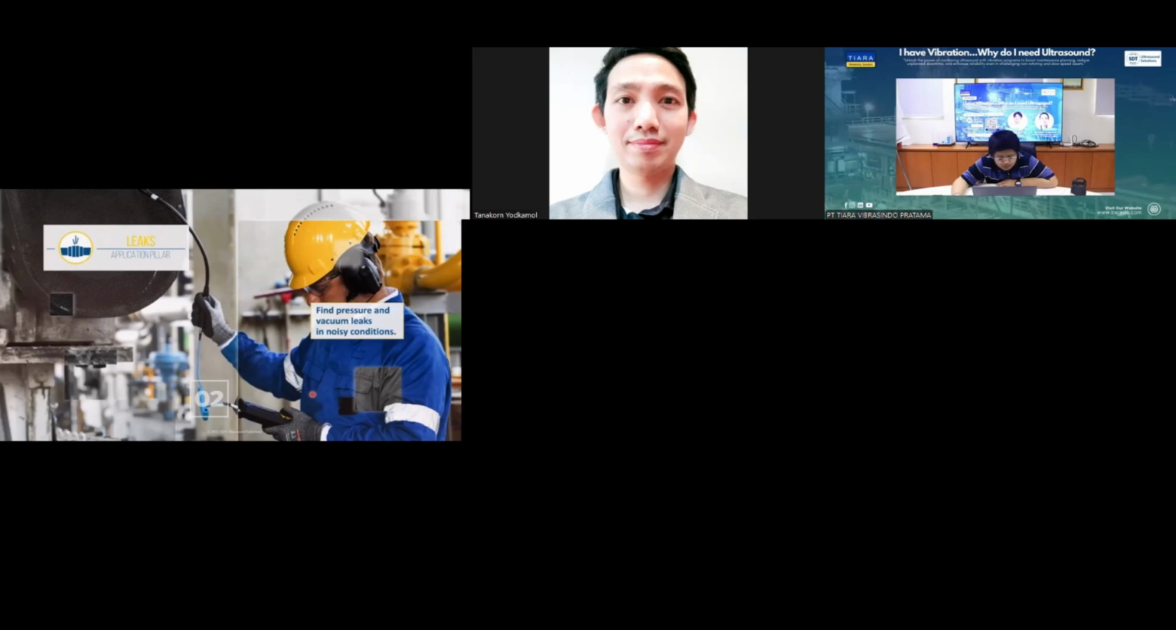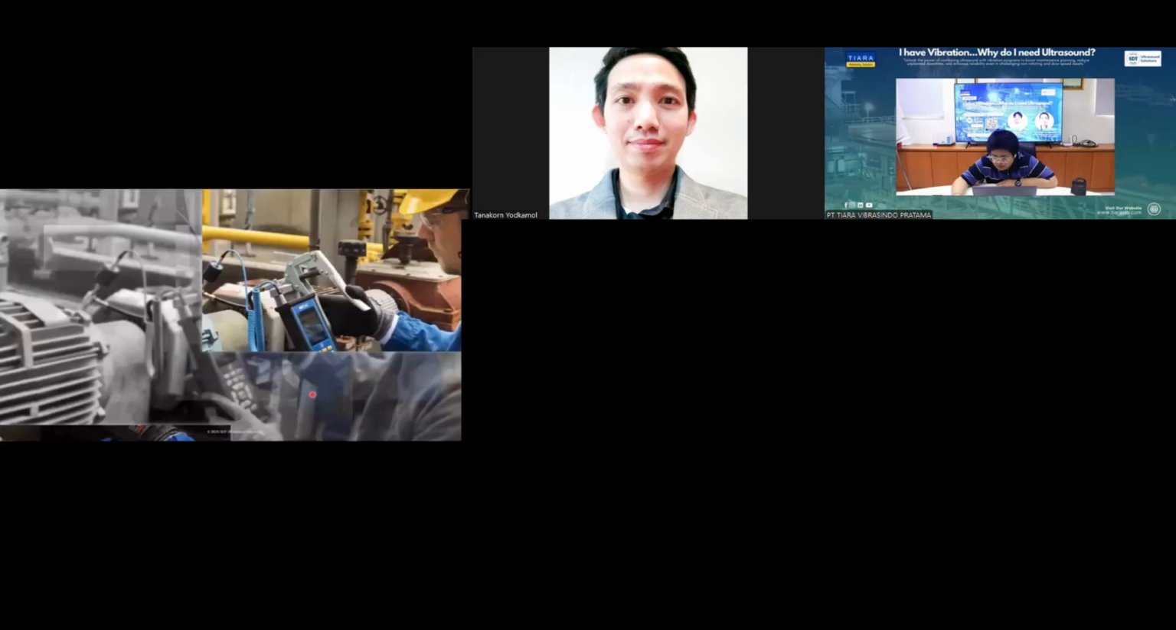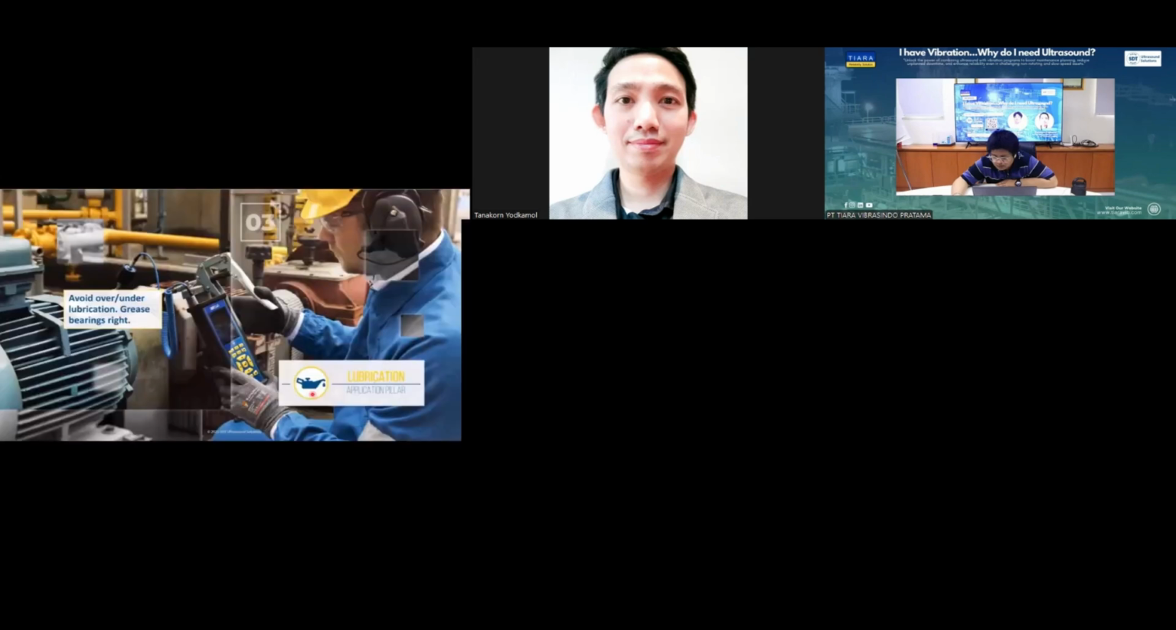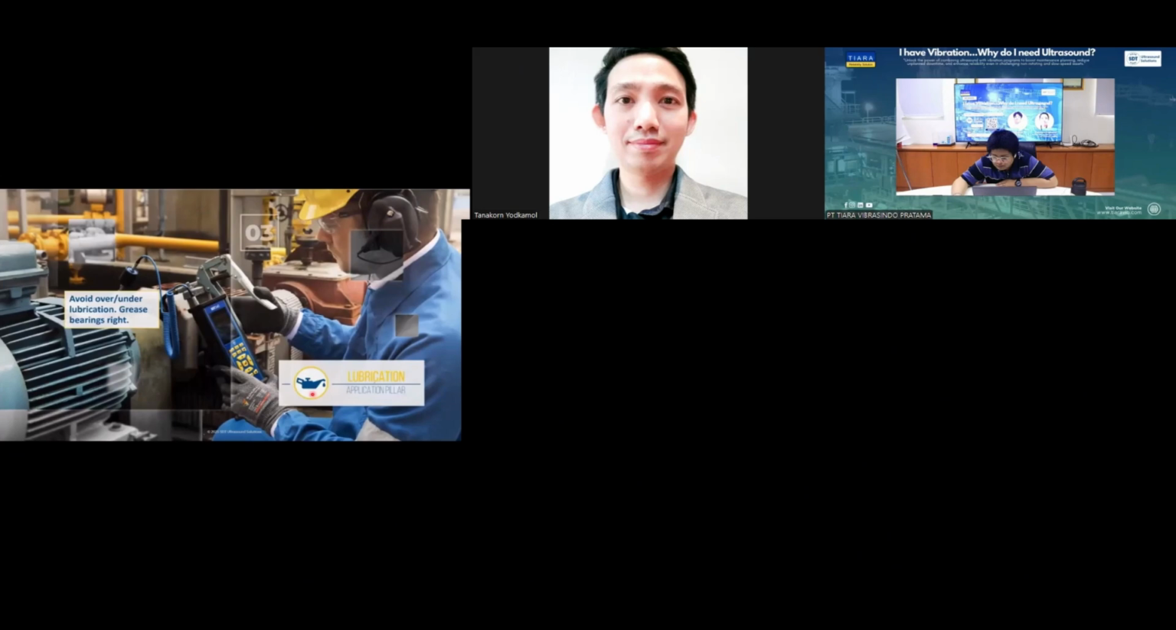The third application is the lubrication application. We can use ultrasound to avoid over or under lubrication and the increased bearing risk condition. For example, if you have a bearing and you don't know its condition now, when you put the sensor on, as in the picture, you can measure the sound. So you can know the bearing condition now, because of under lubrication or over lubrication. Why?